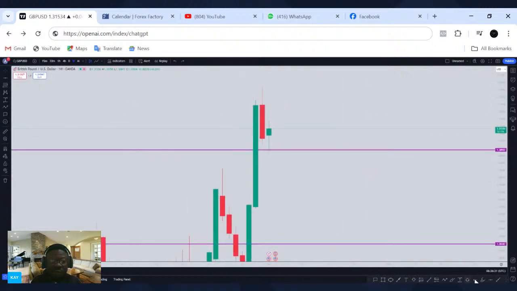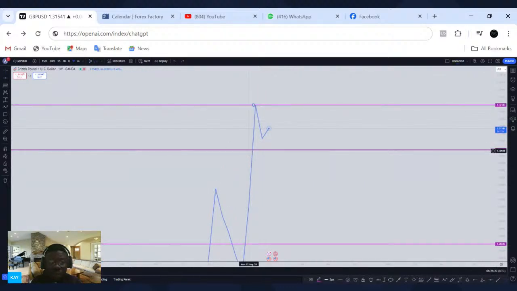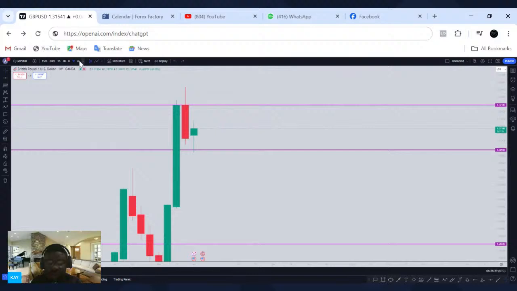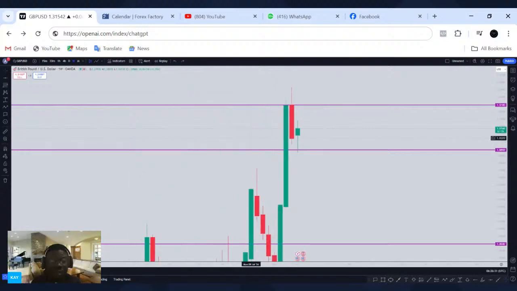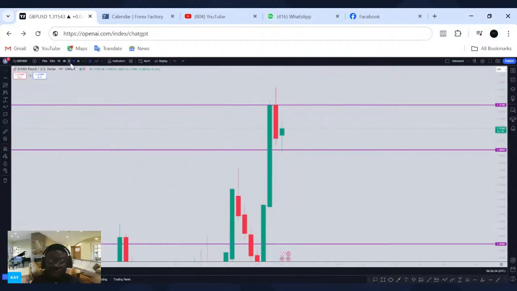So on the weekly time frame, this is the resistance. Okay, so I haven't slept for this move. I have to catch this move. I have to take the sell. But the news event. So on the daily time frame, this is the weekly time frame.